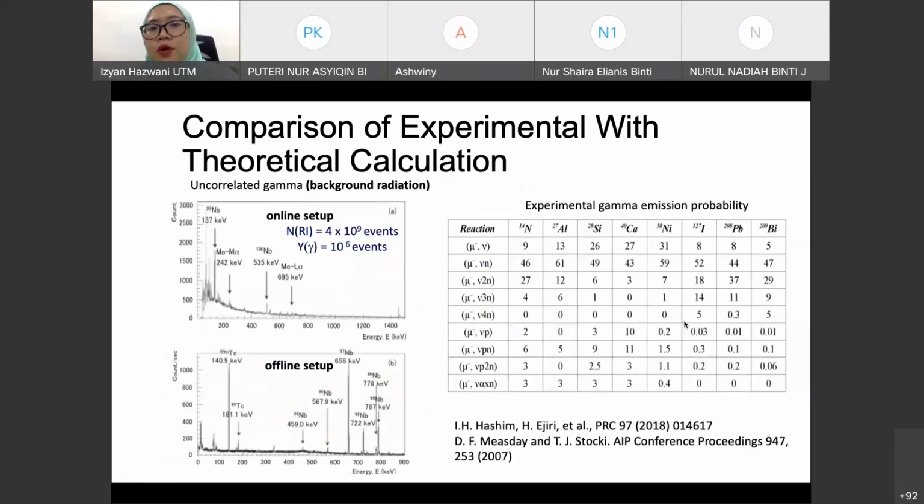However, we also have some continuous uncorrelated gamma ray measurement, which is from the background radiation. Also, we have two setups. One is in the experimental hall, the online setup, and another is the offline setup. The offline setup is rather more simple because we have just the detector and also targets. But for the online, we have like 8 HPGe detectors to extract the number of isotopes.